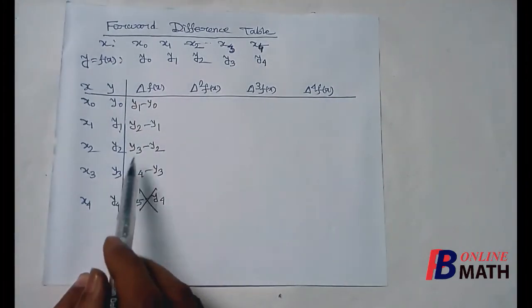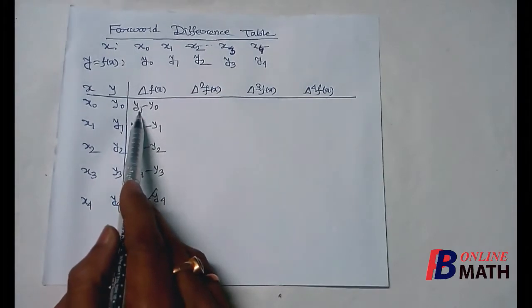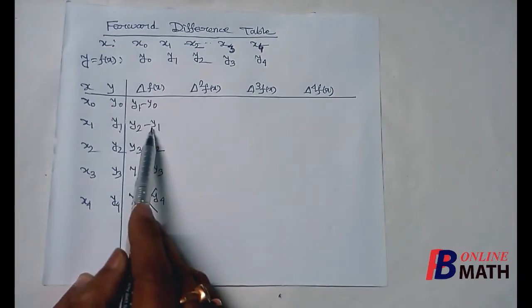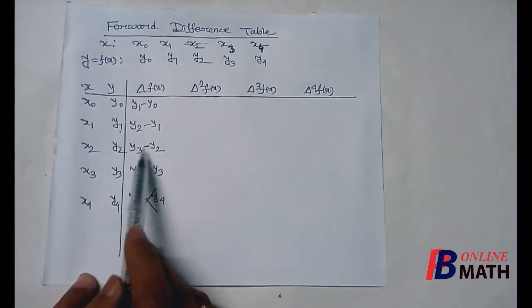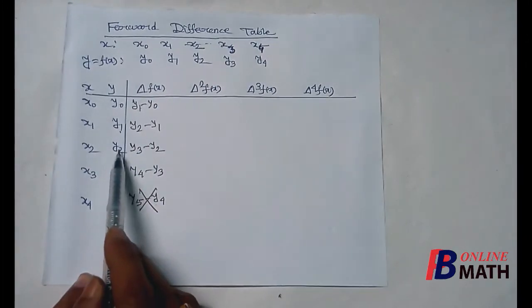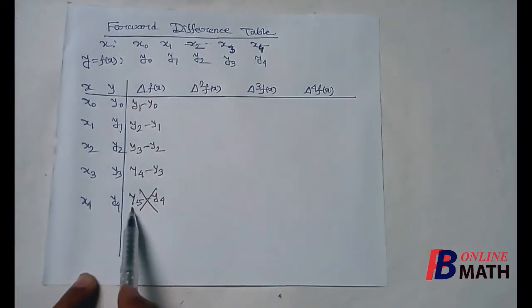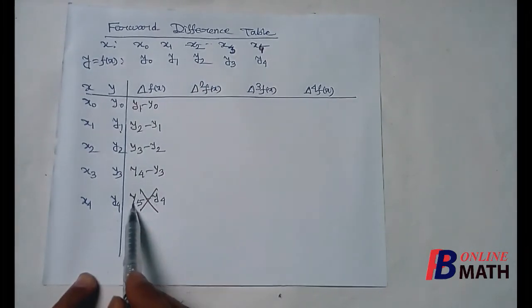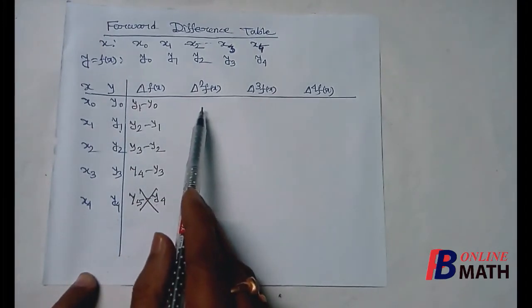Now there is a specific rule to construct this table. If we want to calculate this value, if you look carefully, you find that this is equal to next value minus this value. For this one, it should be next value minus this value. For this one, it is next value minus this value. And finally, for this value, we need the next value, but the next value is not available, so this will be left blank. Next, we consider second order differences.